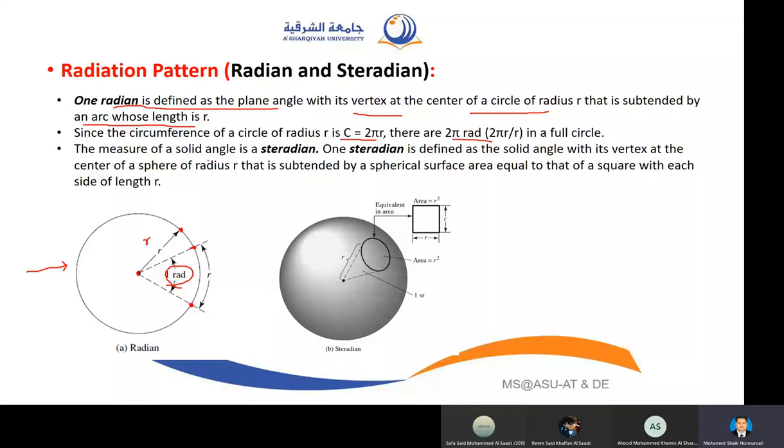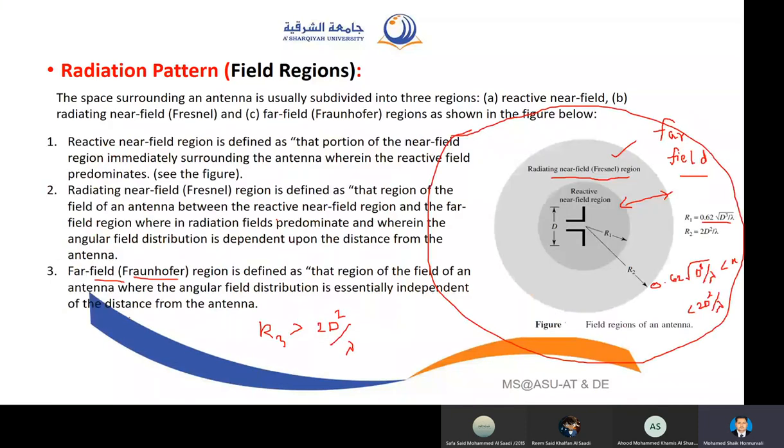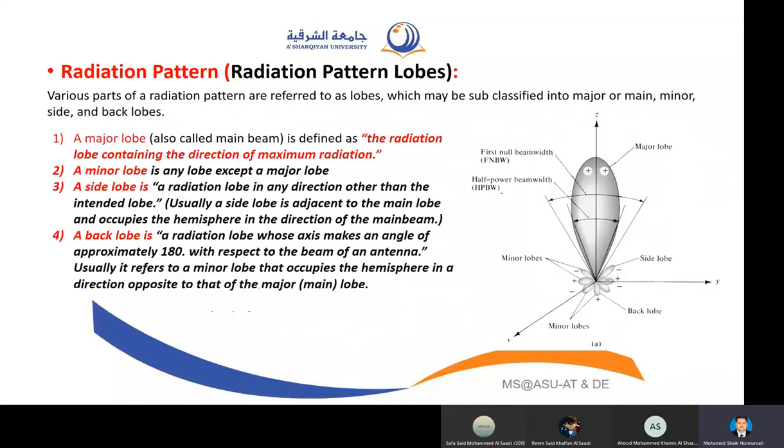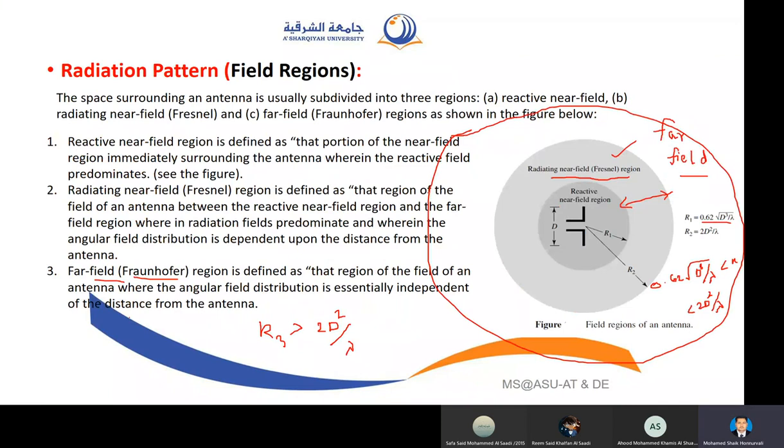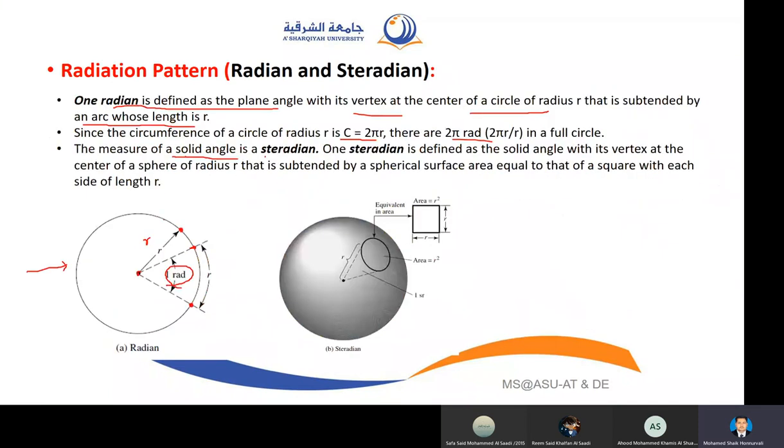This is useful in measuring the solid angle, because the radiation pattern, if you observe here, has 3-dimensional characteristics. When it is 3-dimensional, you need more than 2 angles to measure it. Even if you want to draw the 2-dimensional one, you need to have 2 angles. So for that reason, we have to know how to calculate the solid angle. The unit of solid angle is the steradian. So first of all, let's see what a steradian is.